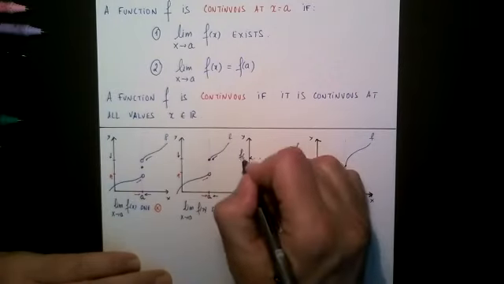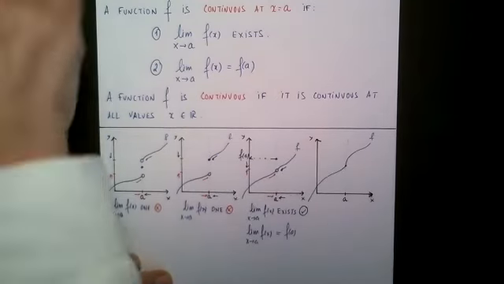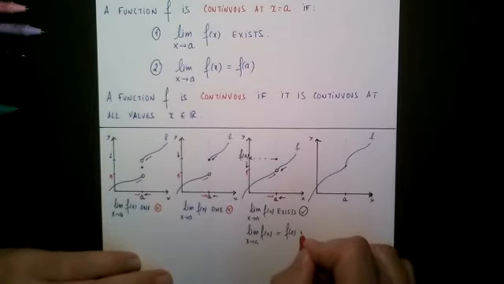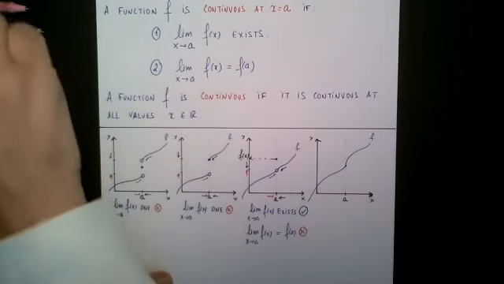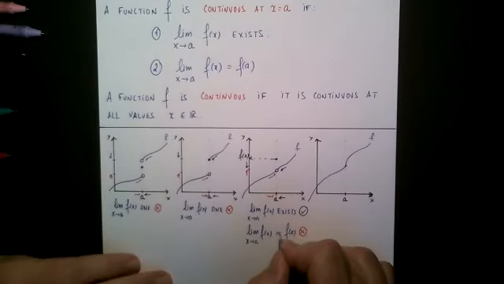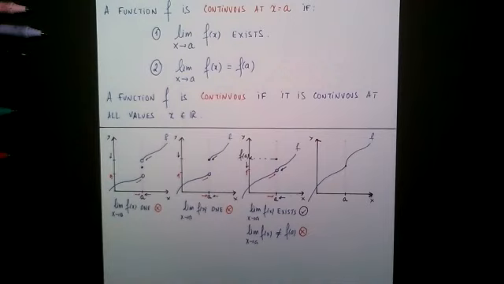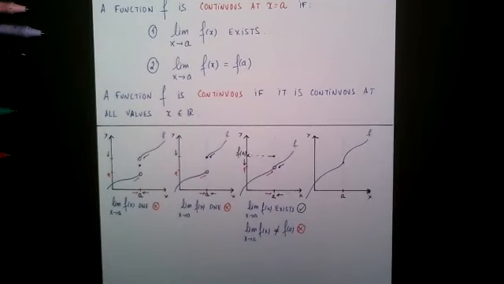That's f of a. So not good. Okay, so this fails. It's not equal to. Okay, you understand this little picture that I'm making here? Okay. So this function is also not continuous at a.